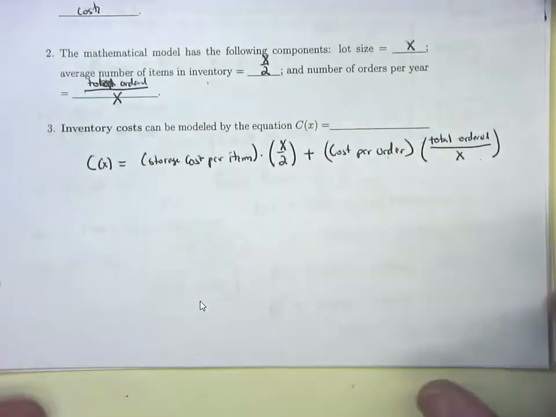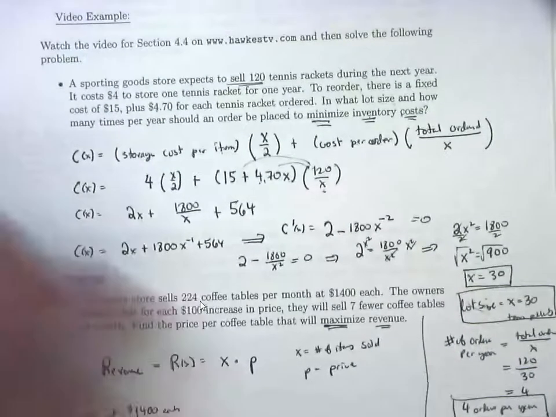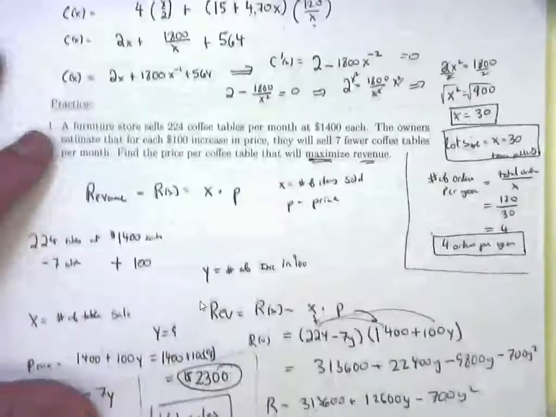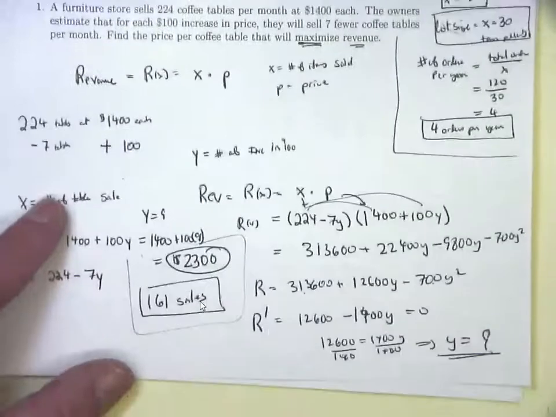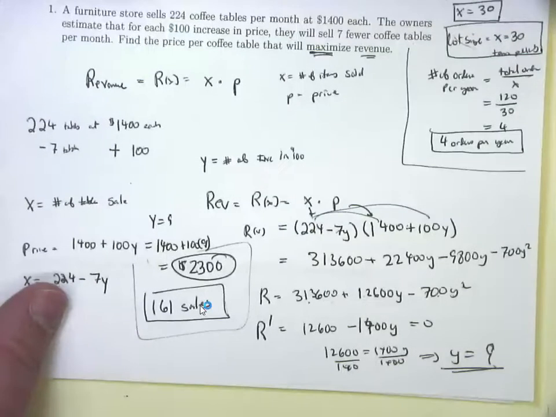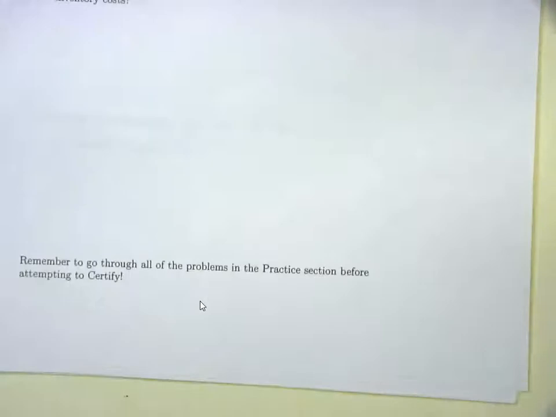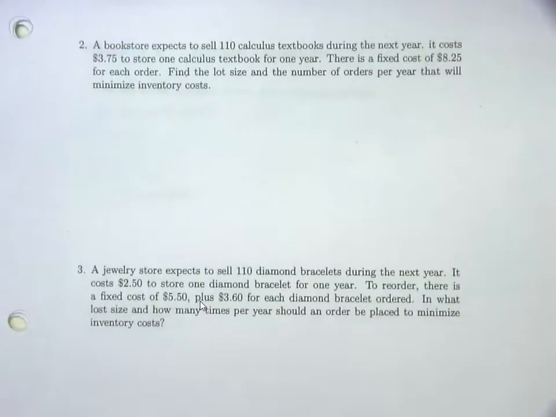So we did a couple problems last time. We did the one from the Hawks TV example. We also did a revenue type of problem right here where we maximized the revenue, about the coffee tables and things like that. So I want to pick up where we left off, which was actually problem number 2 here.